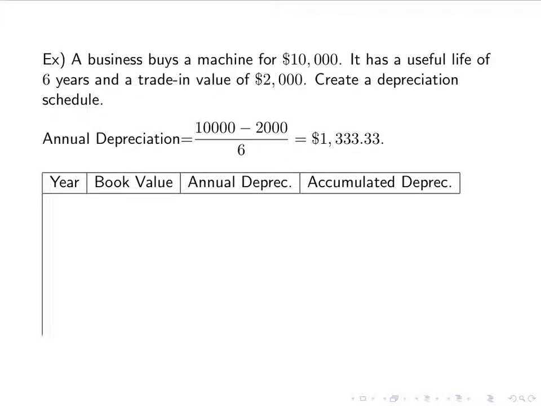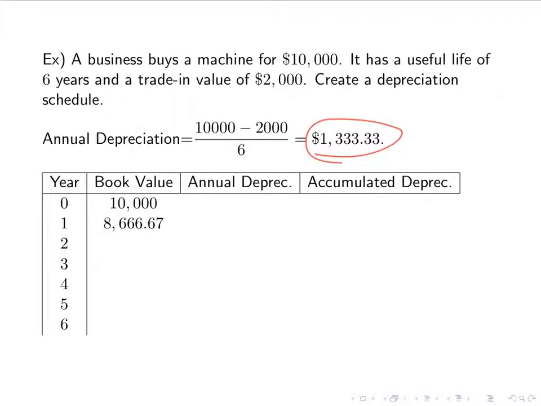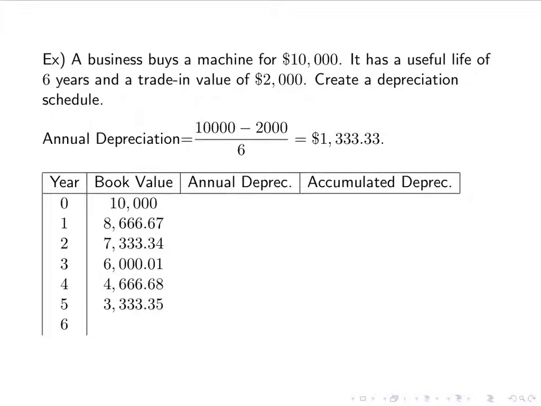Again, we have our 4 columns: year, book value, annual depreciation, accumulated depreciation. The years go from 0 to 6. Book value starts at the cost of the machine, which was $10,000. Every year, I'm going to subtract my $1,333.33. So for year 1, I have $8,666.67. Subtract another annual depreciation. Subtract another. Subtract another. Subtract another. Now here, remember that for year 6, my book value has to be $2,000. So I'm going to put $2,000 there, and we're going to see what happens because, again, we had to round here. So we'll see what happens when I get to the end of our table.